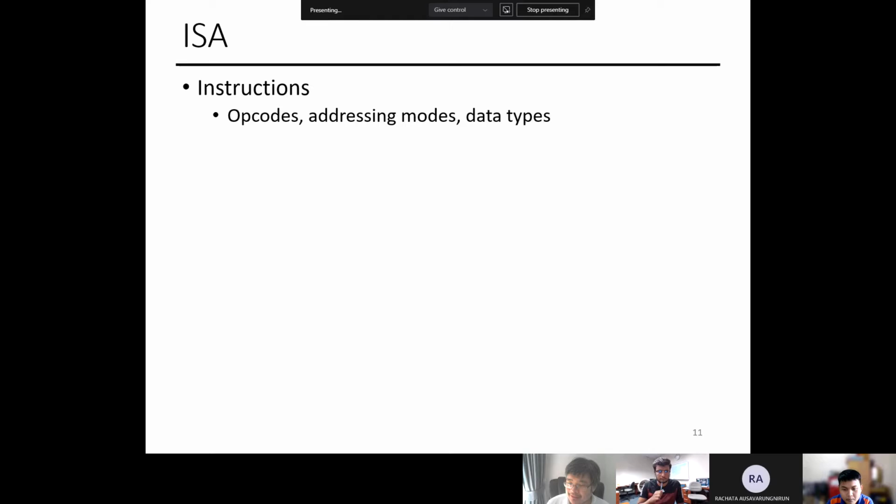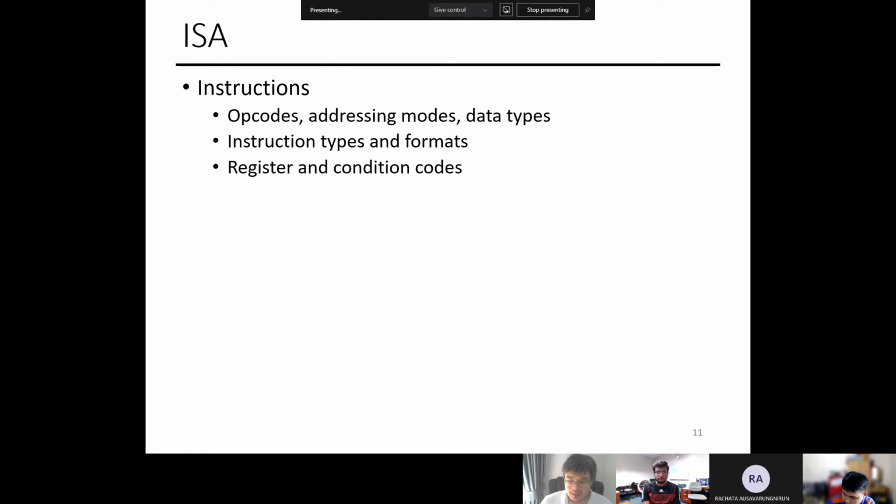The addressing mode and the data type, we'll expand on in a bit. It would have the instruction type and the format. It would tell you this is a compute instruction, this is a memory instruction, this is a jump or branch instruction. And what are the formats? Are we looking at these bits to represent ones and zeros? It would have the specification for the register and the condition code.